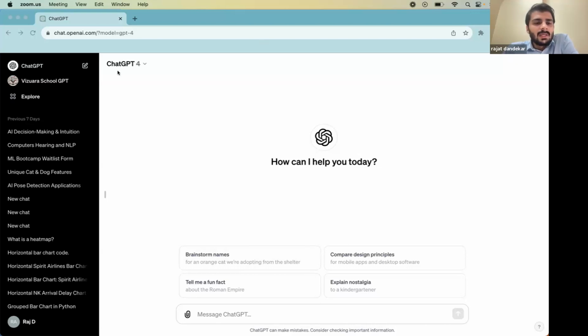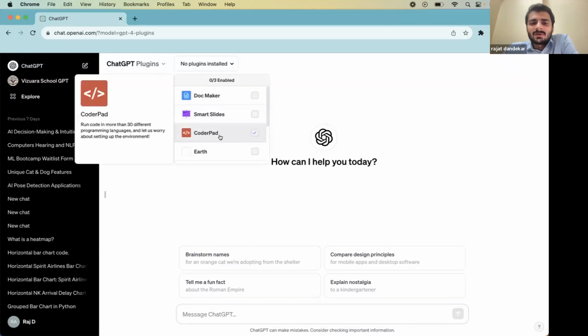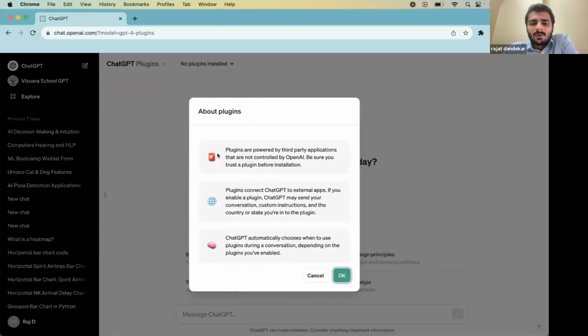Here at the top, if you go to GPT-4, there is an option at the bottom which says plugins. I'm going to click on that. Currently, it says no plugins installed. When I click on that further and go down, I go to the plugin store.